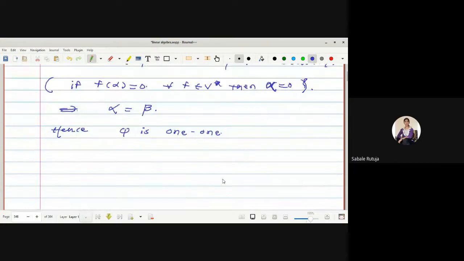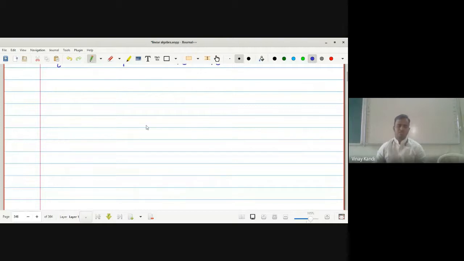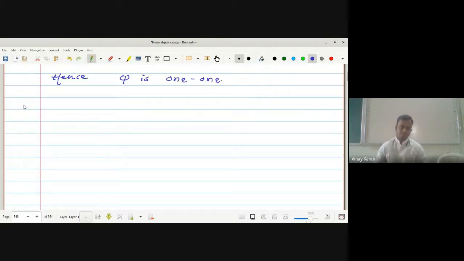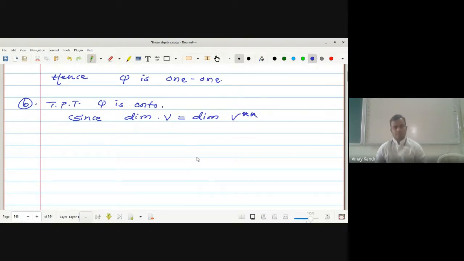No, sir. Now, in the second step, we have to prove that psi is onto. B part: to prove that psi is onto. Since dimension of V is equal to dimension of V star. Why did we write this statement? Yesterday we saw a note: V is isomorphic to V star.